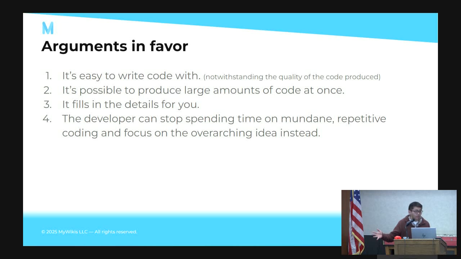Let me go over some arguments in favor and then arguments against. The first one is it's easy to write code with. All you have to do is know how to type a language and give instructions, although that's also a tall ask. And yes, this is notwithstanding the quality of the code produced, which is a totally different matter. The second is it's possible to produce large amounts of code at once, right? I mean, you just can't, pardon? Is that a good thing? All right, hold on, there's a whole talk ahead. Cindy's saying, is that even a good thing that you're producing large amounts of code at once? We'll see. Third is it fills in the details for you. Well, kind of. And number 4, the developer can stop spending time on mundane, repetitive coding and focus on the overarching idea instead, in theory.